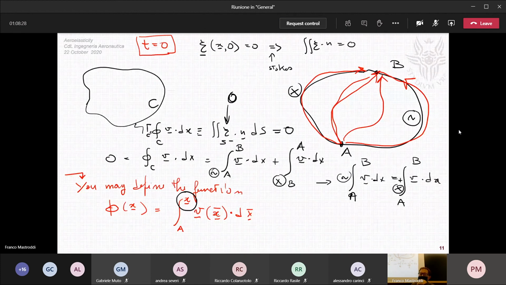The integration variable is independent, and this function defined this way is therefore such that v is the gradient of such a function. And this is a so-called single valued function. In Italian, funzione a un solo valore.